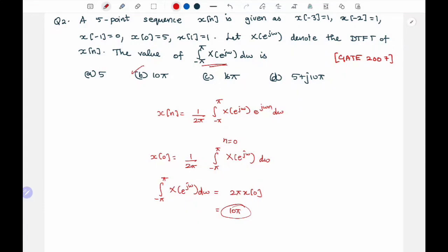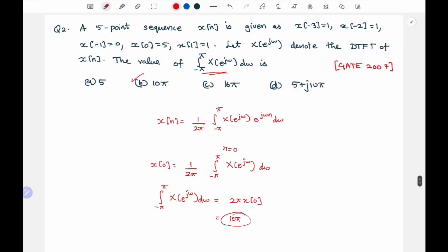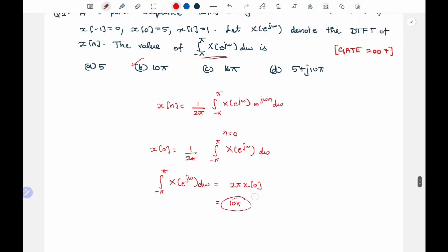Very easy. But also you should learn how to fiddle with these things, right? You should not be sitting and deriving the entire x of e power j omega and then trying to find the integral. You will not be able to find it out that way. So this is quick and simple to solve.